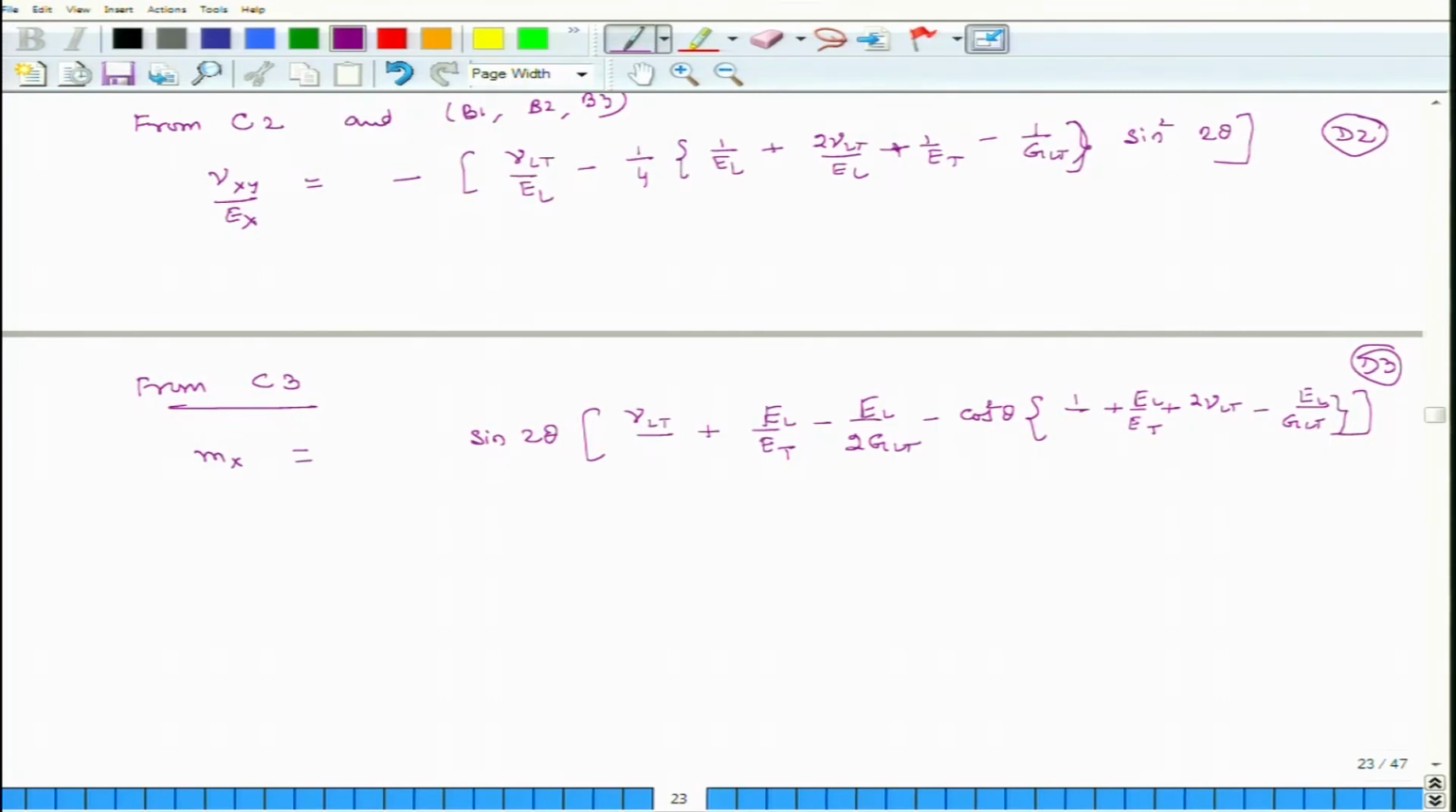Okay. We can do similar things, and we will continue this discussion tomorrow, and what we will show is that using a similar approach we can also develop a relationship for Ey, my and nu yx, and then finally we will develop an expression for the shear modulus, the shear modulus Gxy.